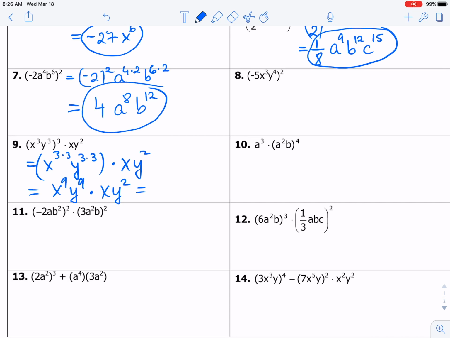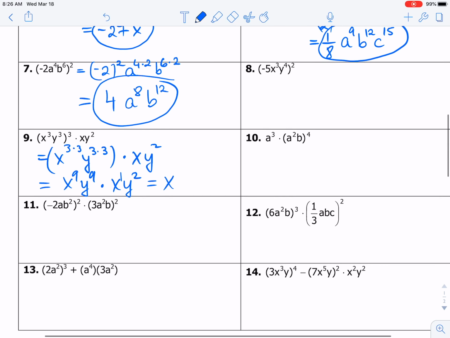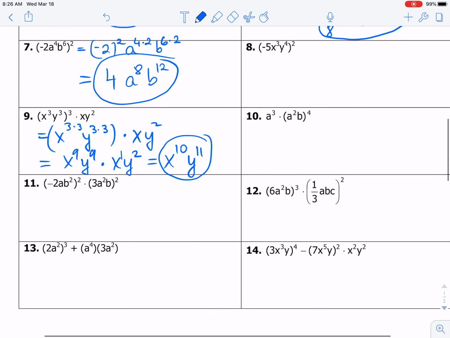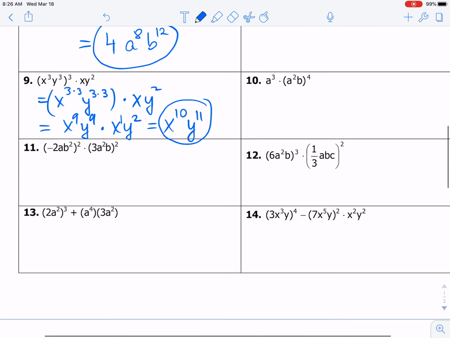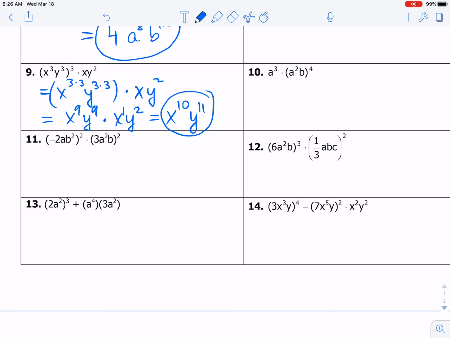So now we're going to do the product rule, which says that I have to add the exponents. So I have an invisible 1 here, so I have x to the 9 plus 1, which is 10, and y to the 9 plus 2, which is 11. So for number 10, you should try it by yourself. Okay, we're going to do 11 together.